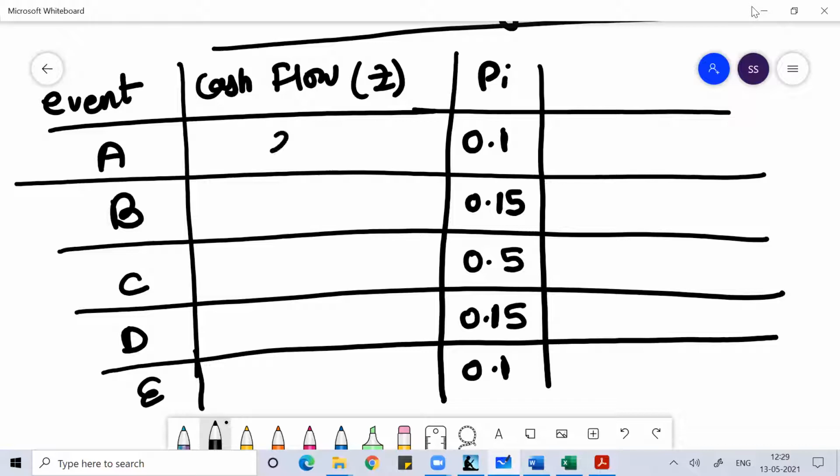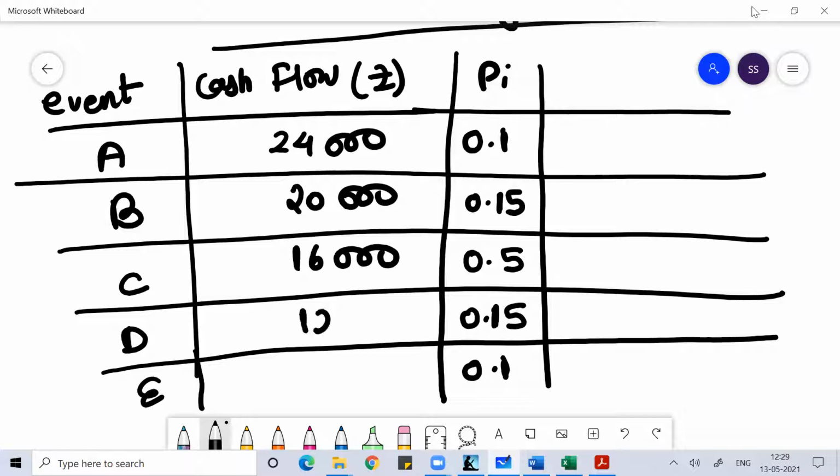So cash flows are 24,000, then you have 20,000, then 16,000, then 12,000, and then 8,000.